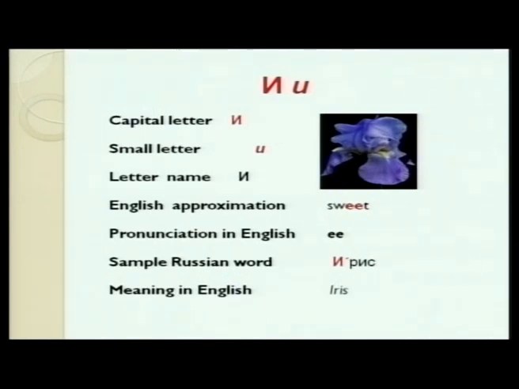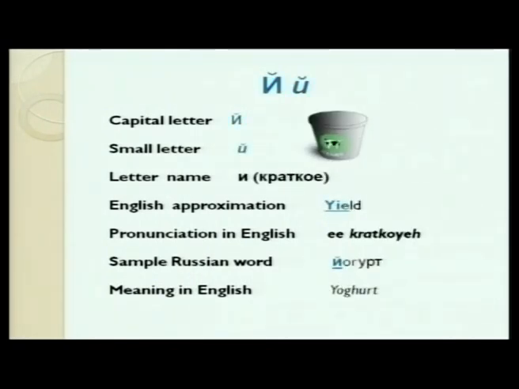Let us learn more letters of Russian now. The next letter is E, like E in sweet. Sweet, or a Russian sample word iris. Iris, which means iris in English. The next letter is E kratky. E kratky, or famously as we understand in Hindi, E kratky is like the small e. Kratky means small or little. I will give you an example of using E kratki in Russian, like yield, or a sample Russian word for E kratki would be yogurt, which means yogurt.